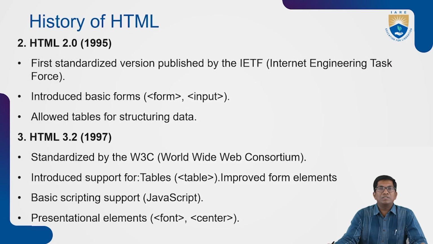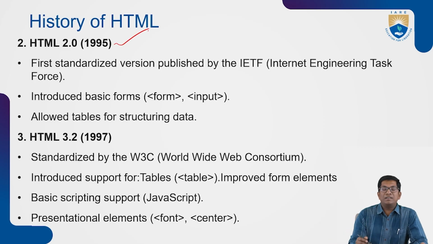So the next version, they developed HTML 2.0 in 1995. It was the first standard version published by the IETF, the Internet Engineering Task Force. It introduced basic forms like the form element and input element, and many more. It allowed tables for structuring data. In the previous version, we could not create tables, but in HTML 2.0, we can structure data with tables, as well as use form and input elements.